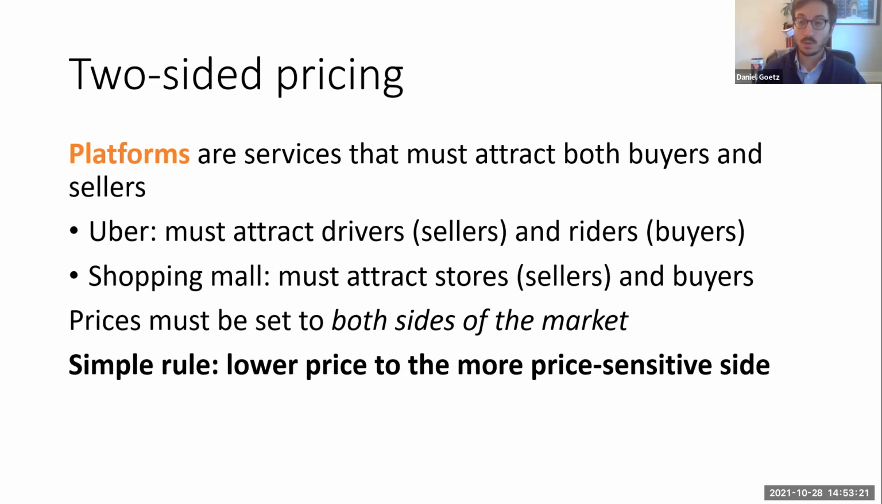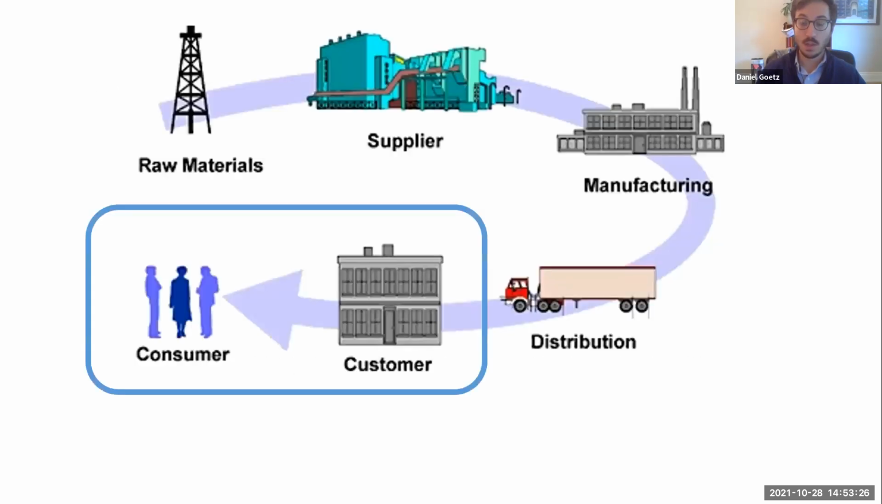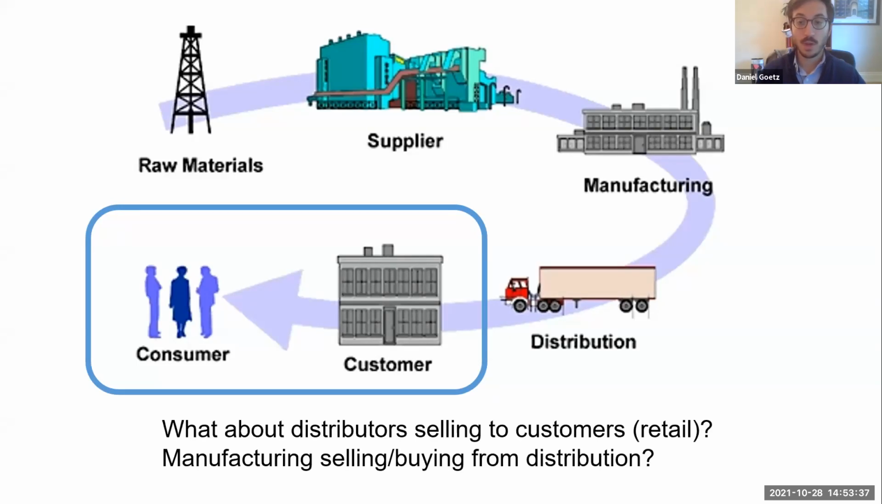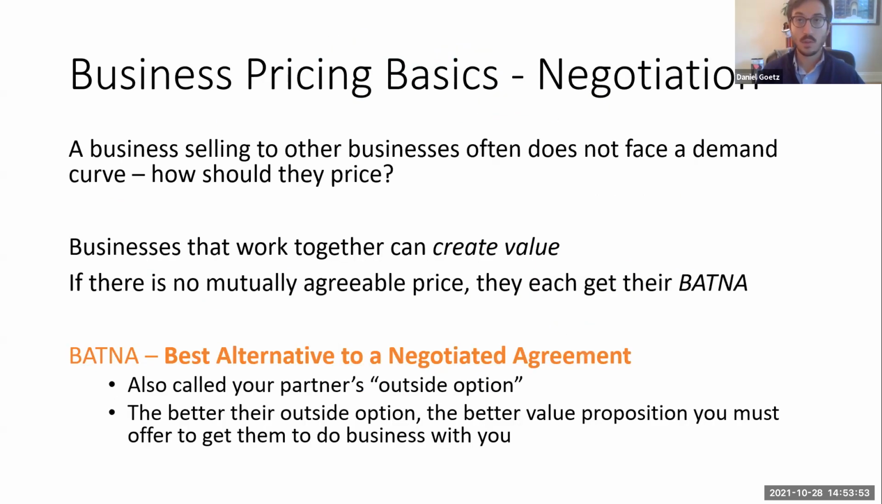Okay. So up till now, we've talked all about this stage in the supply chain, which is a retail store or kind of a consumer-facing store selling to consumers, right? What about the rest of the supply chain? Distributors selling to retailers, manufacturers selling to distributors. So very briefly, these prices are not set with the demand curve. They're set through negotiation. So how do two businesses decide on a price when they're negotiating?